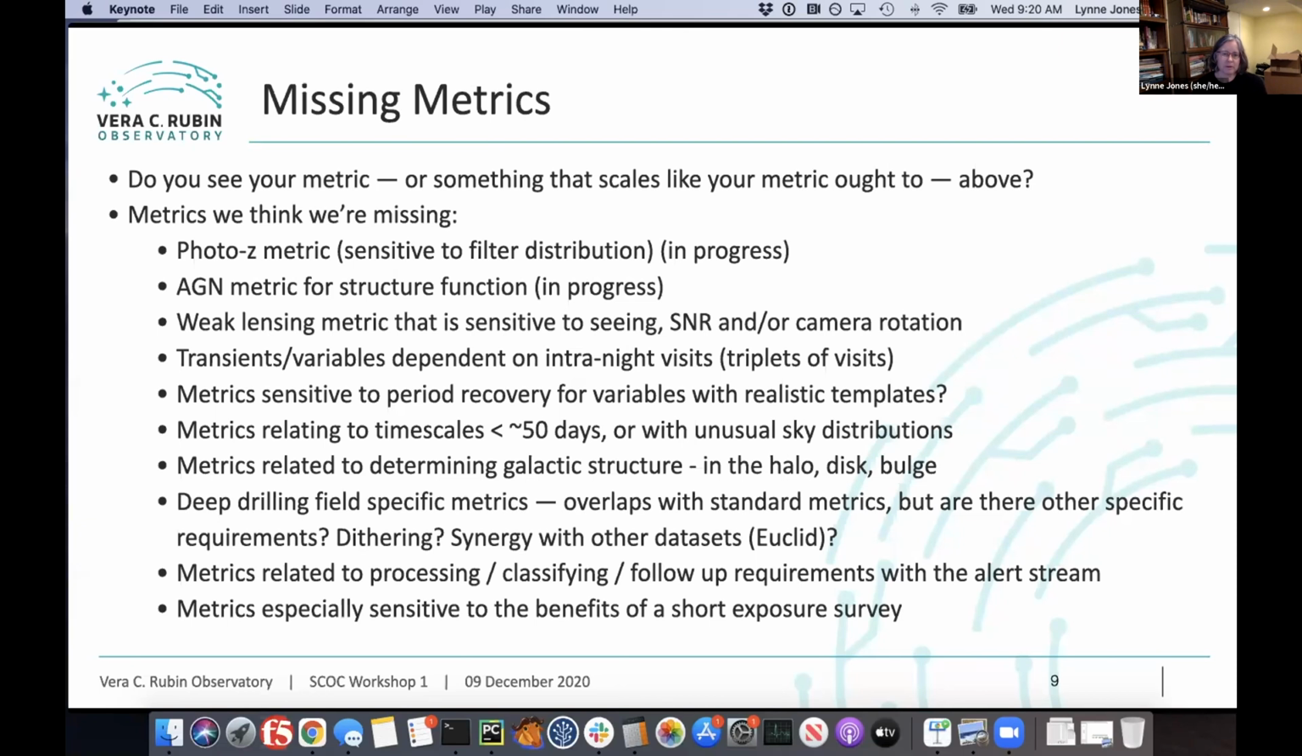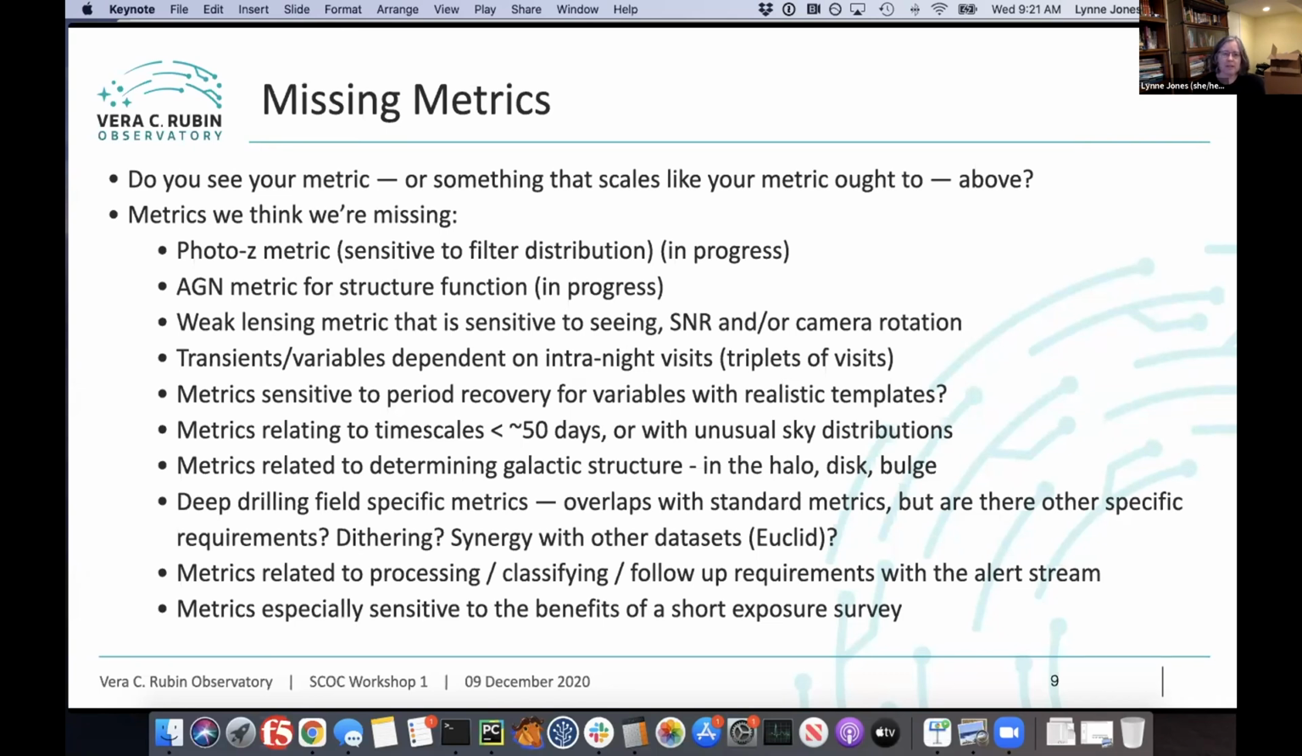Metrics that are sensitive to period recovery for variables with realistic templates. So we do have some metrics that look at period recovery for simple sinusoidal periods, but nothing that's like with an RR Lyrae light curve, for example. It looks like we should probably have some metrics that are sensitive to timescales that are on the sort of 50-day time scale for variability, maybe, or longer. We have that 10 days with the galactic plane distribution. We have 100 days or so with uniform across the sky, but there's phase space in between there that we're not including.